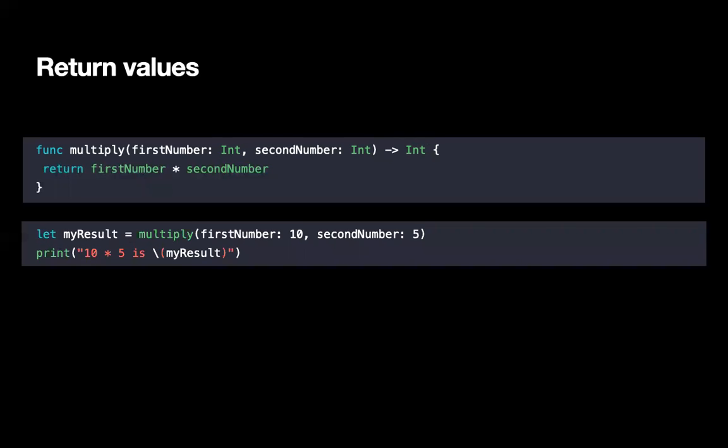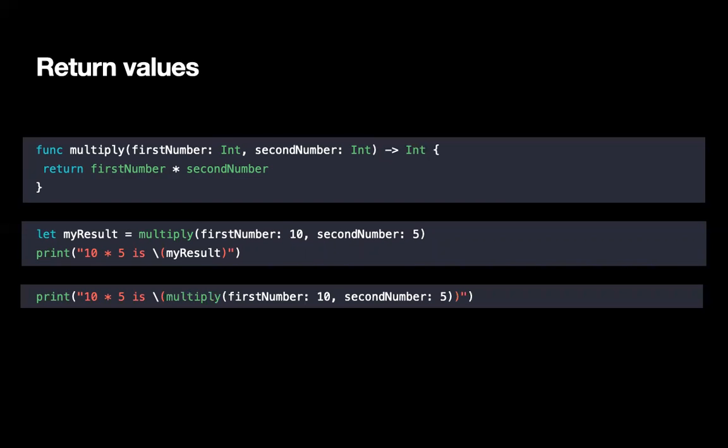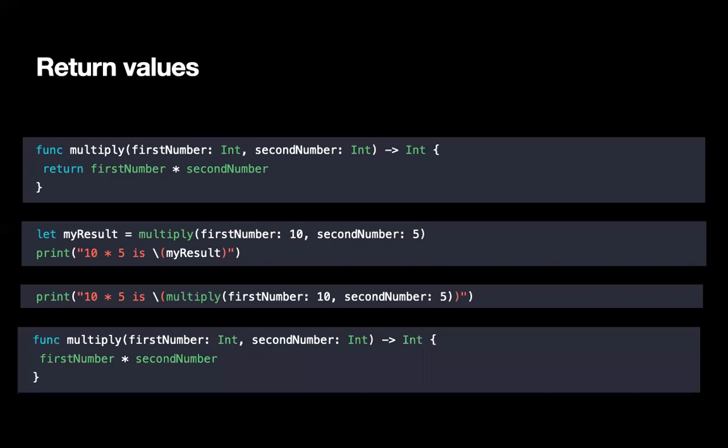We are creating the instance my result, and we are calling the function. That means we have called the multiply function, and the result is stored into my result. Similarly you can print 10 into 5, multiply first number 10, second number 5, etc. So these are the methods by which you can define or use return values inside the function.